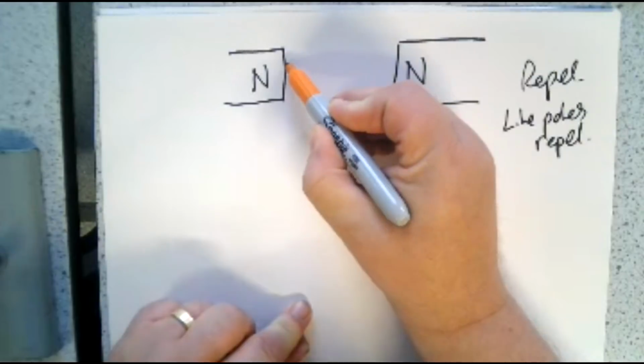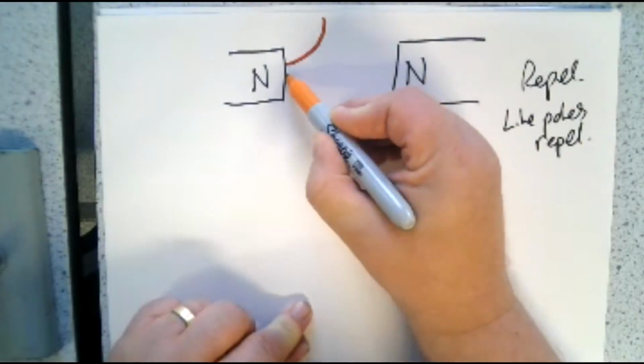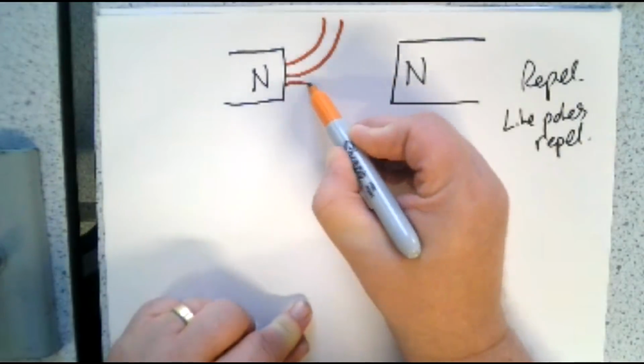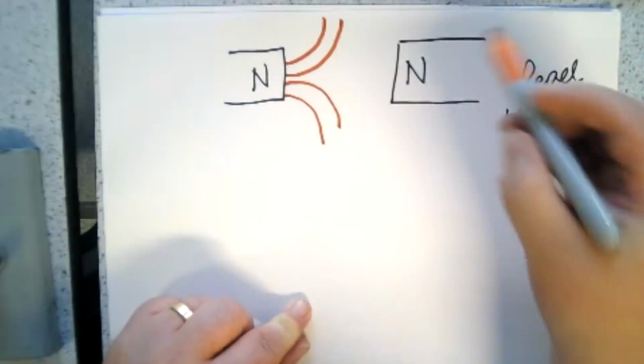So if I actually draw my field lines on my magnet, so I've got that one.